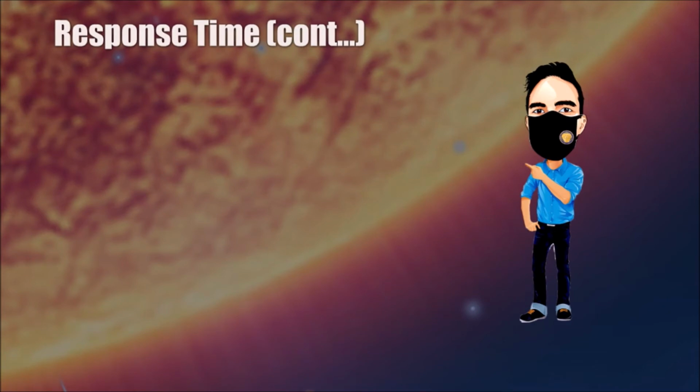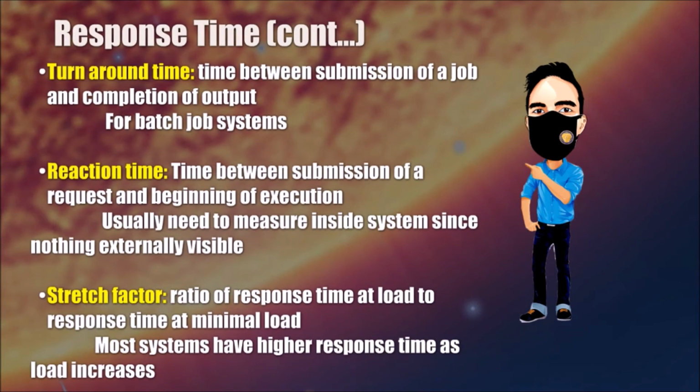Response time, continued. Turnaround time: time between submission of a job and completion of output, for batch job systems. Reaction time: time between submission of a request and beginning of execution. Usually need to measure inside systems since nothing is externally visible. Stretch factor: ratio of response time at load to response time at minimal load. Most systems have higher response time as load increases.